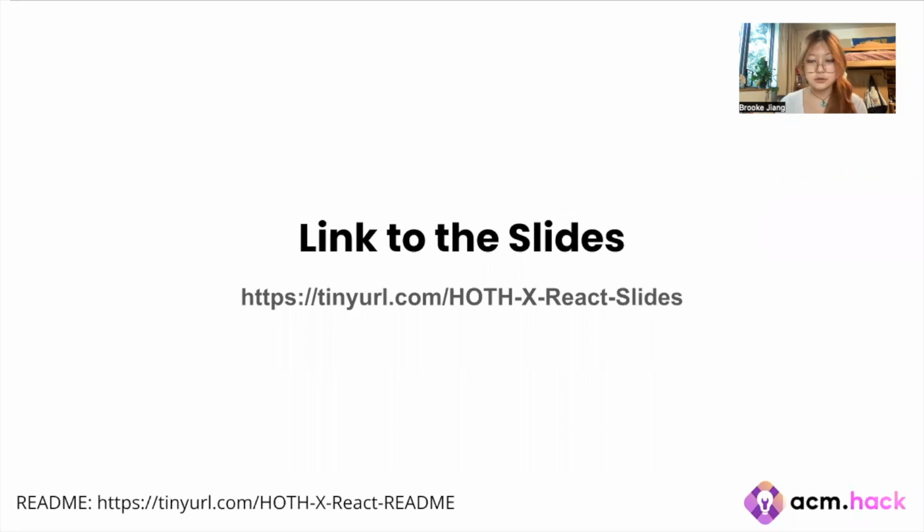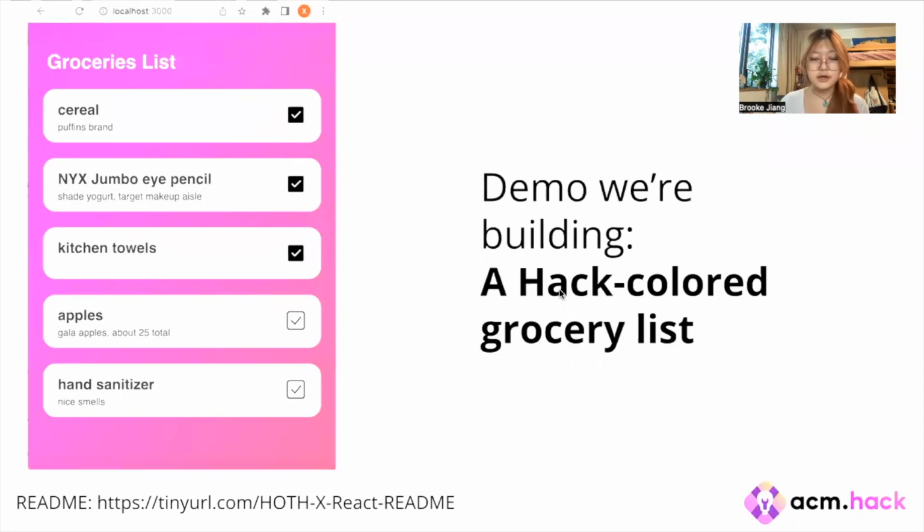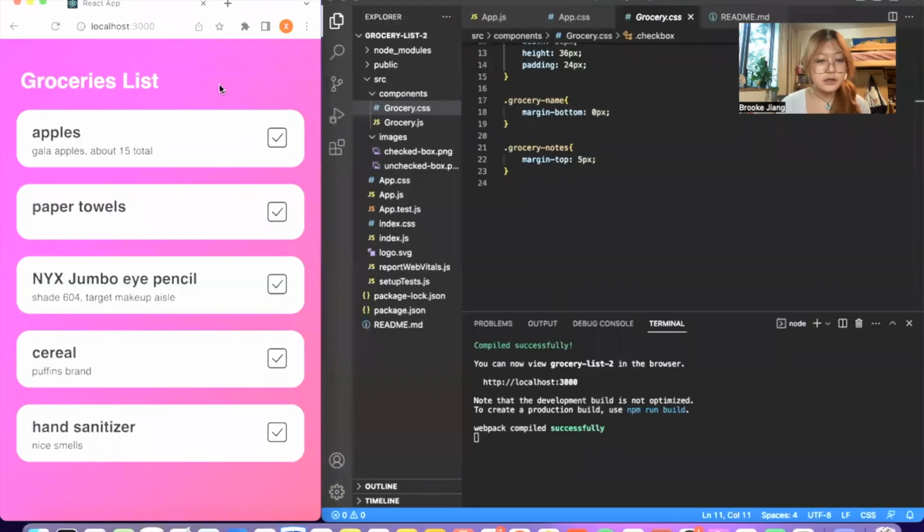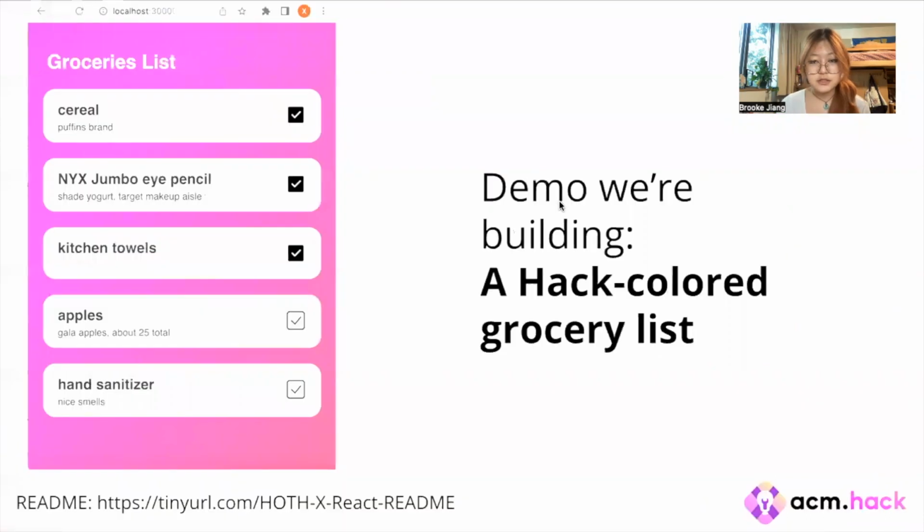Now, the demo that we're going to build today is a hat colored grocery list. Essentially what we have is a list of grocery components, and I actually have the finished code over here, running on localhost 3000. You can check items off, you can uncheck them, and you can add new items, but you would have to do it in the code. And that's what we're going to be making today.